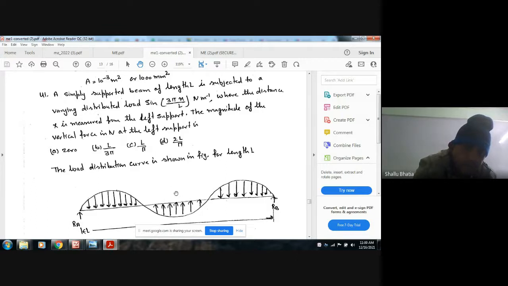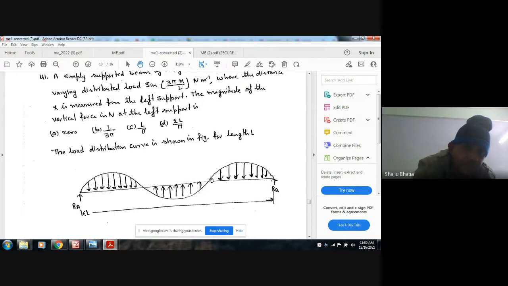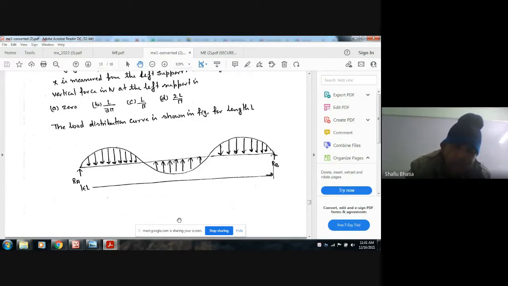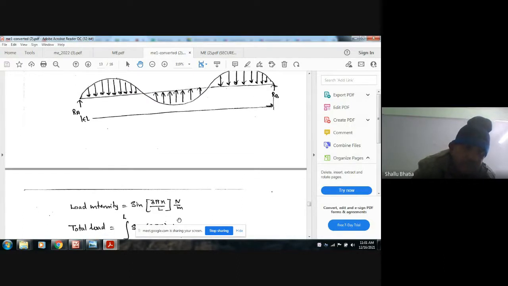Here we get a shape symmetrical about the center. On the left side and on the right side there is the same kind of load distribution. So the center of gravity of this load will lie at the center, because of symmetrical distribution. And the load intensity is given by this sine(3πx/L).